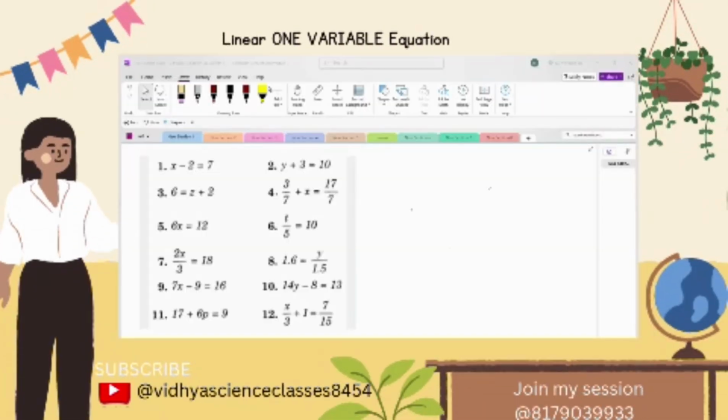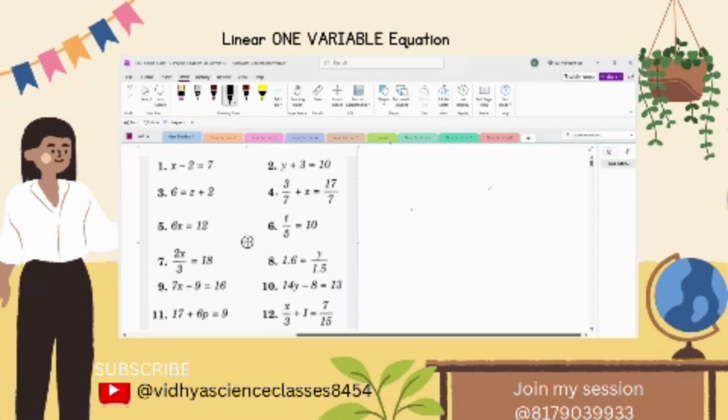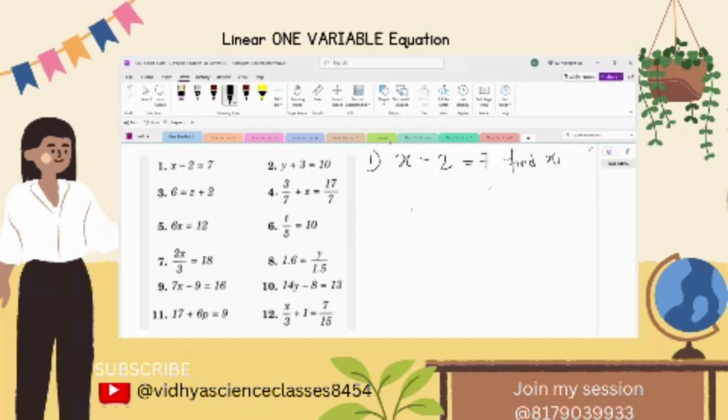Let's have this division. See, question number 1. Question 1 is written x minus 2 equal to 7. You have to find the value of x. Okay, so I want the x variable alone. So what do we have to do? This is minus. With x, what is attached? Minus 2 is attached. So we have to write the opposite.